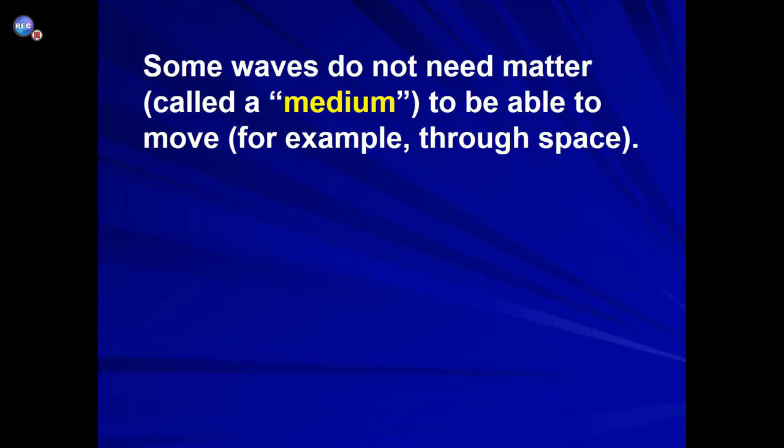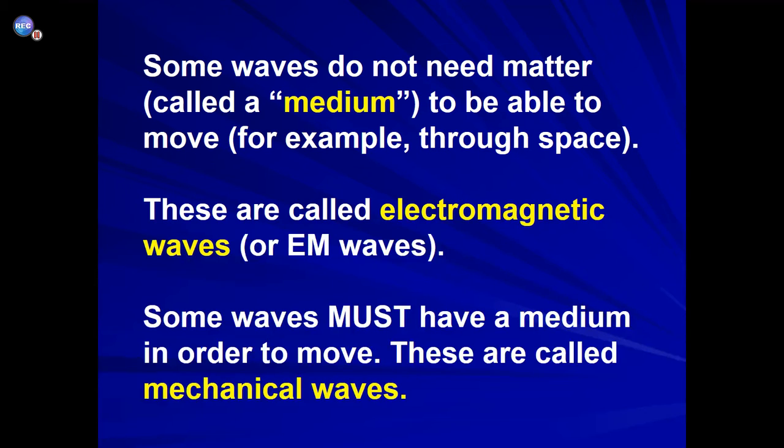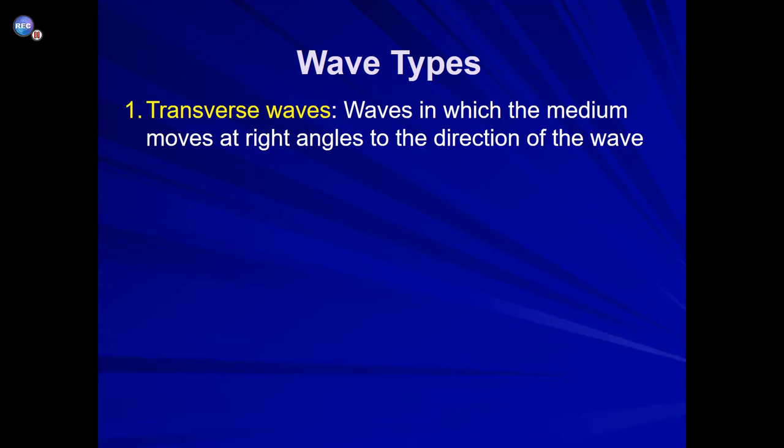Pretty much any wave in the electromagnetic spectrum, which includes microwaves, radio waves, gamma rays, don't need a medium, which is matter for something to flow through. Now, water waves, on the other hand, yes, do need a medium, thus the water. All right, so waves that don't need a medium to go through are electromagnetic waves, as we just discussed. Some waves must have a medium in order to move. These are called mechanical waves. So mechanical waves need a medium. Electromagnetic waves do not.